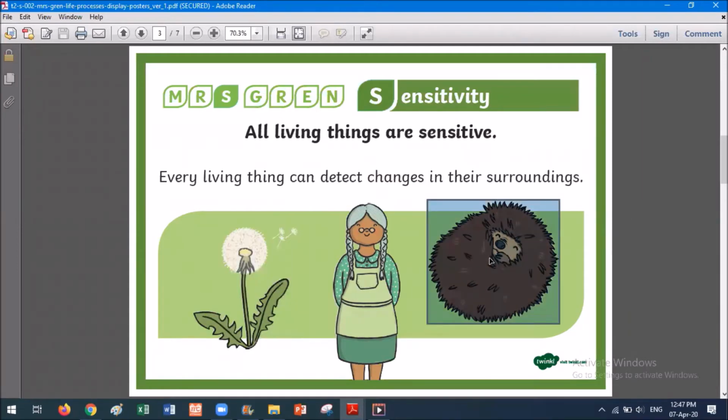Animals can detect danger, so they can see, hear, smell danger, and they run away or they curl up like this little hedgehog. Look, he's detected danger, and so now he's curling up. So all living things are sensitive.